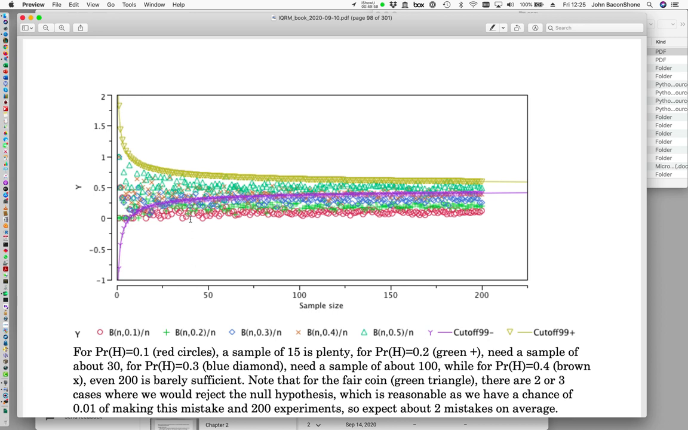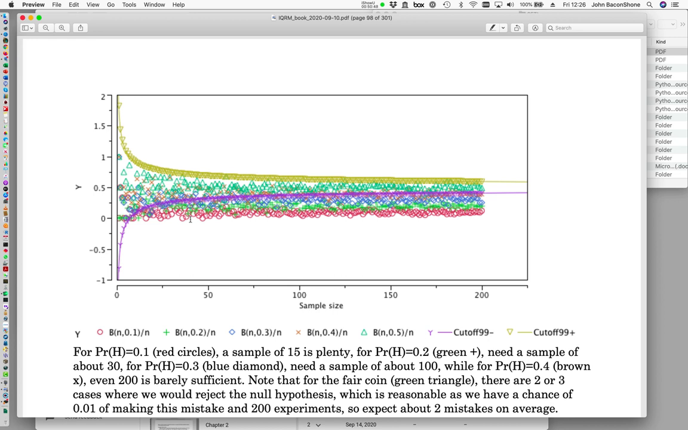Okay, so what about the brown X's? If you look at the brown X's, there are brown X's inside the curve pretty much nearly all the way up to 200. So even a sample size of 200 is barely enough to detect a coin with a 40% chance of success as being unfair. Right? So the sample size needs to become quite large if we have a coin which is only slightly unfair. In fact, if you ever tried making an unfair coin, it's quite hard to make a coin that is unfair, even to that degree of unfairness. Unless, of course, it's a two-headed or two-tailed coin.